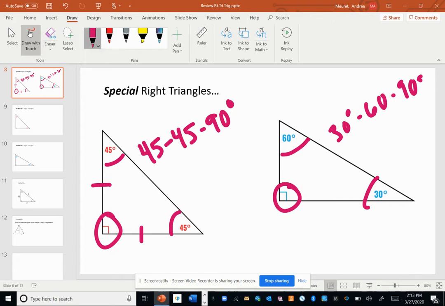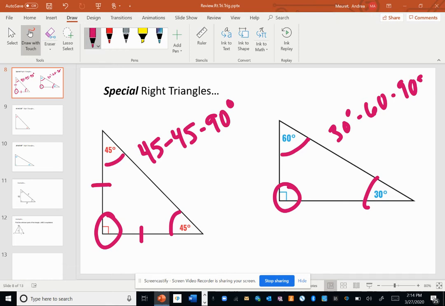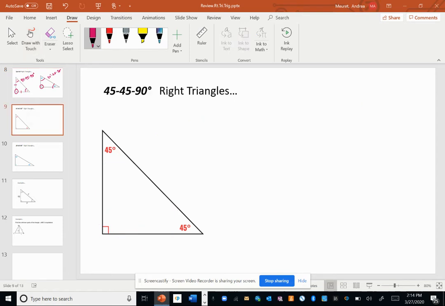But because there are some relationships that exist between the sides in both of these types of triangles, it's worth us spending some time on because you can use those kind of like shortcuts to figure some things out. So let's look at the 45, 45, 90 degree right triangle. Again, we just said that this side and this side are congruent to each other. So if we say that this side is x, then this side is also equal to x.